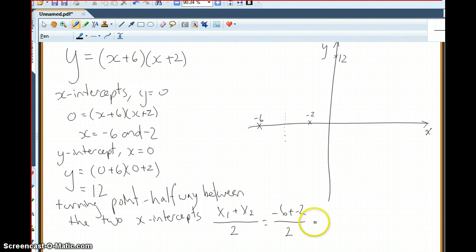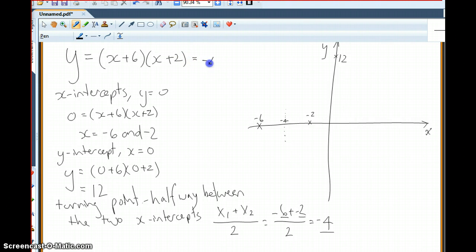Are we happy with minus 4? Jonathan, are you happy with minus 4? Minus 6 minus another 2 is minus 8. Divided by 2 is minus 4. So this value here is minus 4. So all I want to do now is find the corresponding y value when x is minus 4.